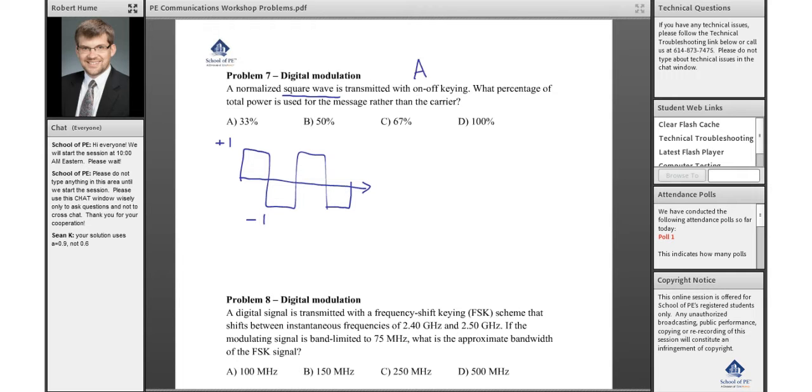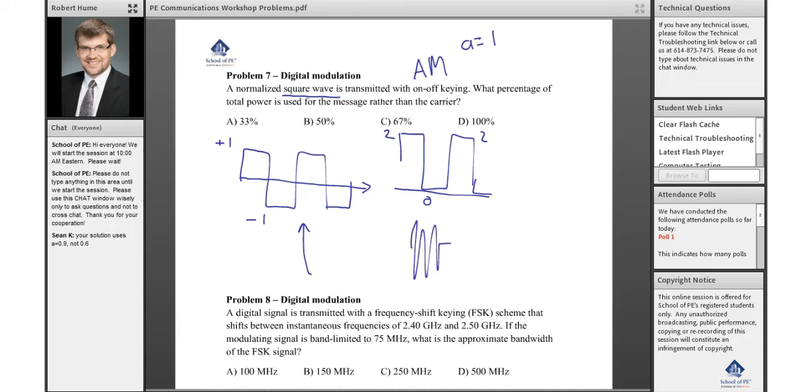On-off keying is a special case of AM with a modulation index of 1. So basically what happens is we take this square wave, multiply it by 1, in other words, we don't do anything, then we shift it up. So we add 1 to it to make it go between 2 and 0. Then we multiply that by our carrier so that we get a carrier that's on, then it's off, then it's on, then it's off.